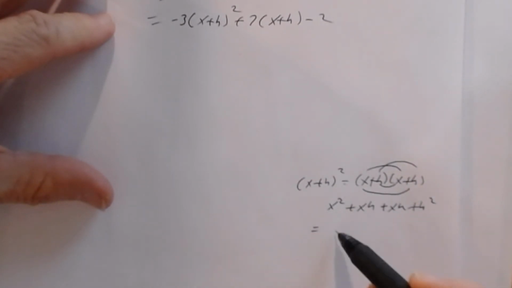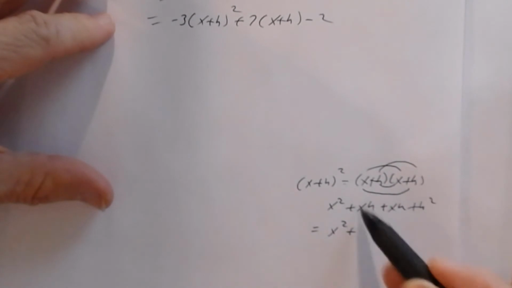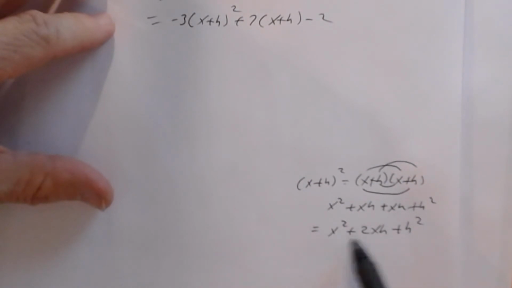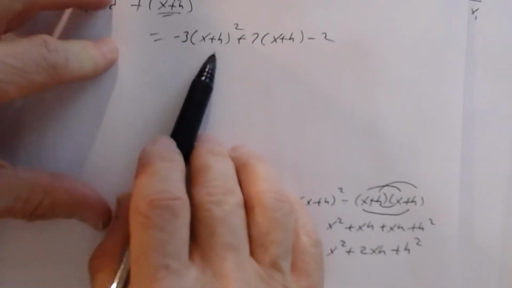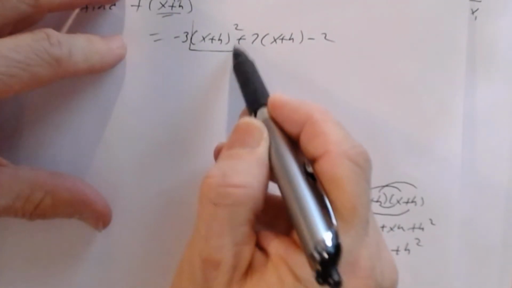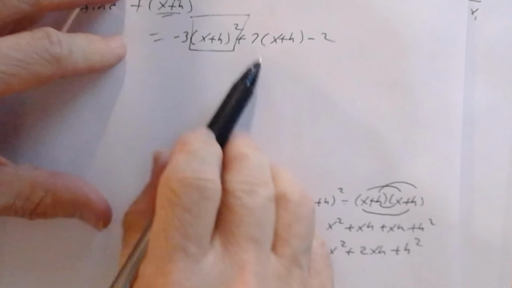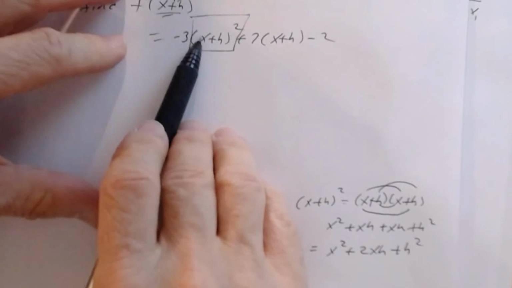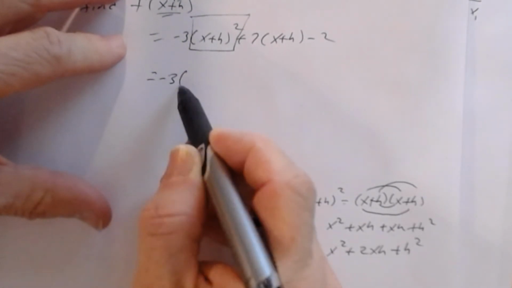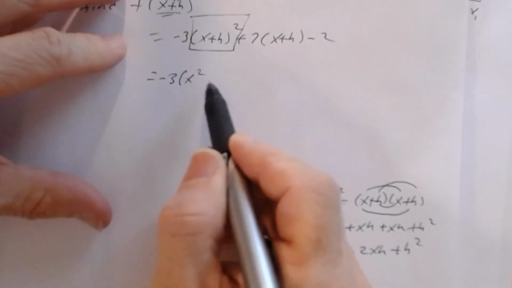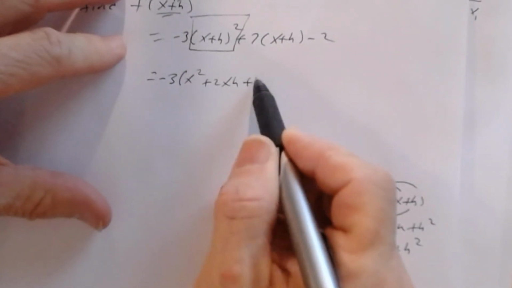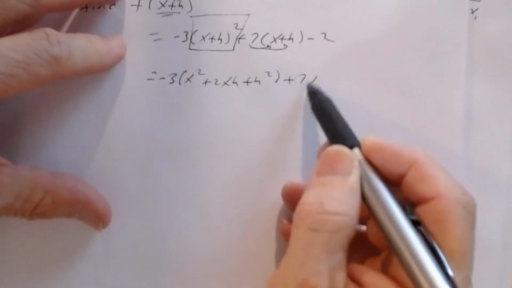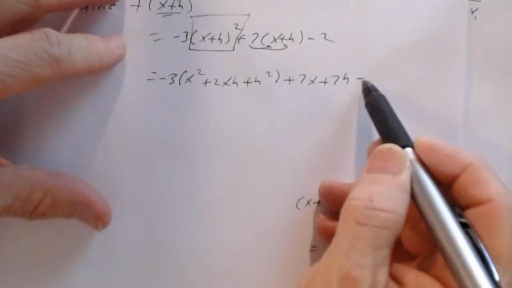Combining like terms, I get x squared plus, and then there are two of these, to get 2xh plus h squared. Now that is just this right here that I'm boxing in. So that is the same thing as this. So I'm going to substitute this in place of this now. I'm going to say negative 3 times, in parentheses, x squared plus 2xh plus h squared. Now I'm going to go ahead to this point and distribute the 7. So I'm going to get plus 7x plus 7h minus 2.